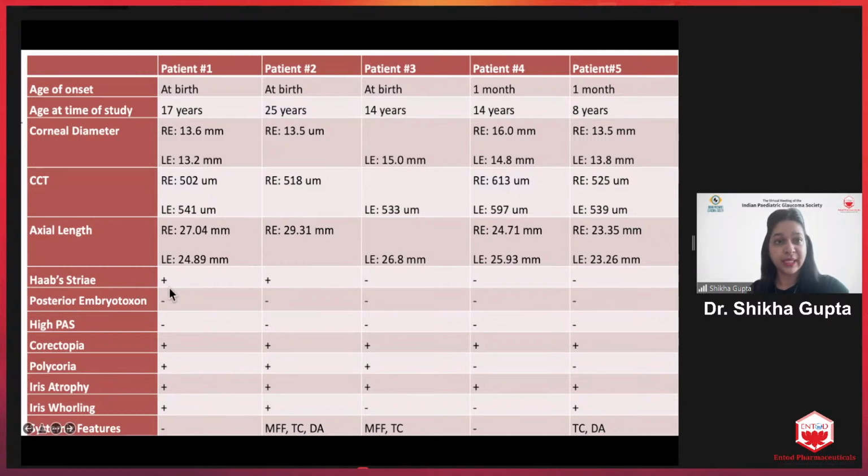Haab striae were seen in patients 1 and 2. None of them had posterior embryotoxon or high insertion. All of them had corectopia. Polycoria was present in 3 of them, and iris atrophy was seen in all of them. Iris whirling that I discussed was seen in 3 of the patients with some kind of systemic facial and dental features.